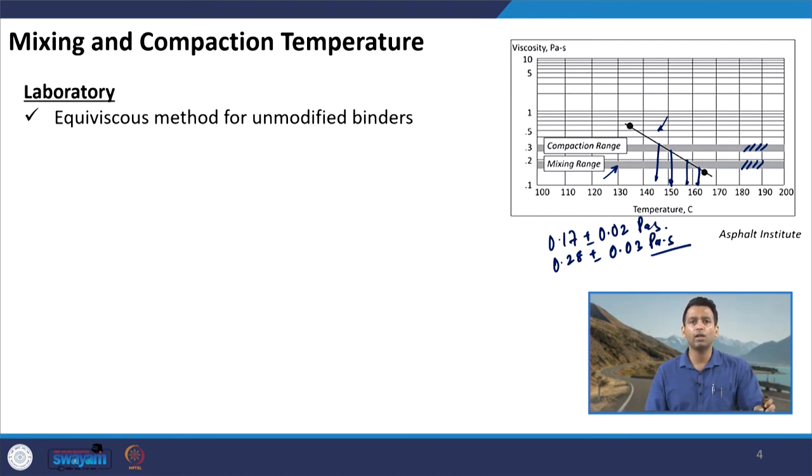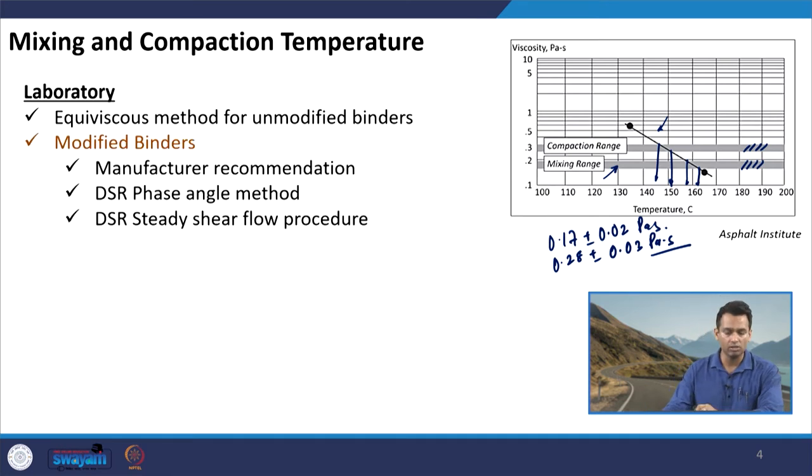This method is usually used when we are dealing with unmodified binders. But as we have discussed previously, modified binders, even at higher temperature, can show non-Newtonian behavior, and therefore this equiviscous method might not give the correct value which will identify the workability characteristics. So, for modified binders, in fact, a lot of studies have been done.